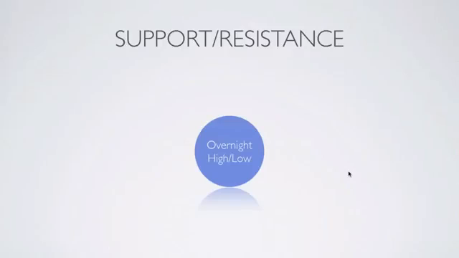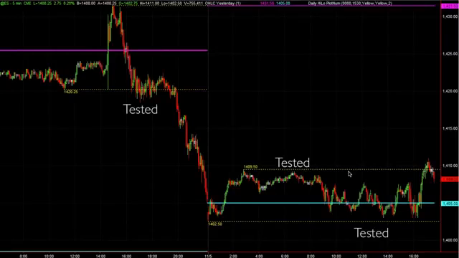The other support resistance level we look at is overnight high-low. Here you see yellow dotted lines. They give us the overnight high-low. Here you see a bounce at this support giving us a tested price level. That means we could go long with a limit order.